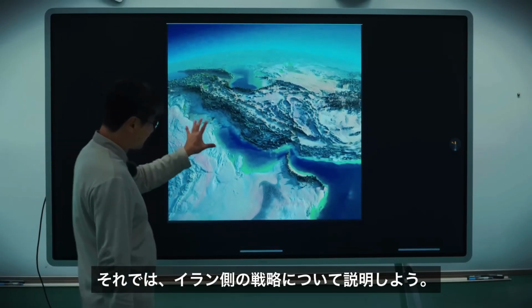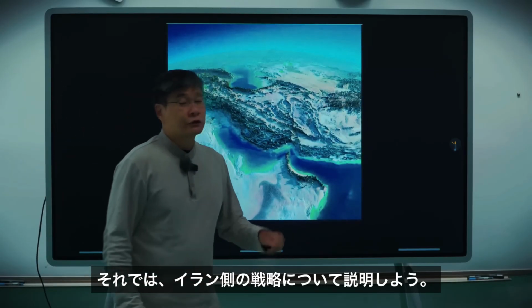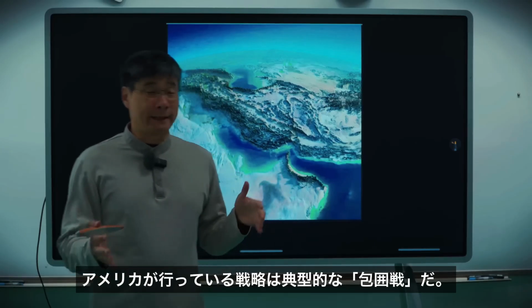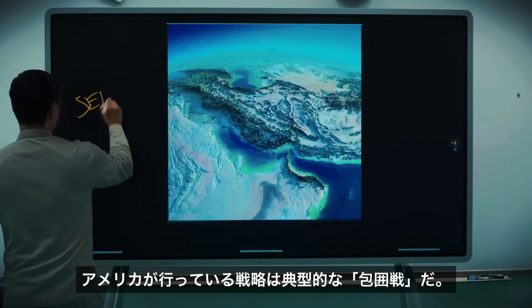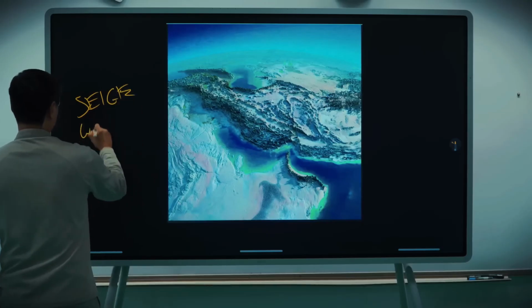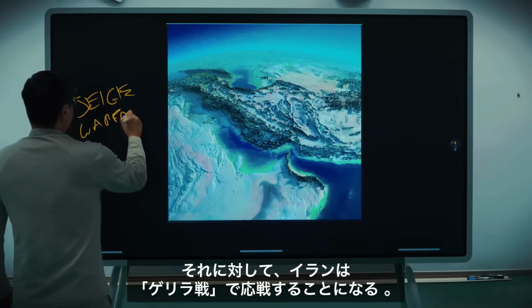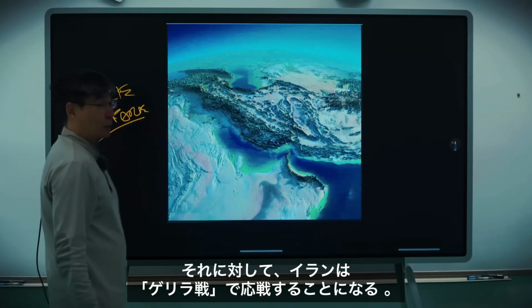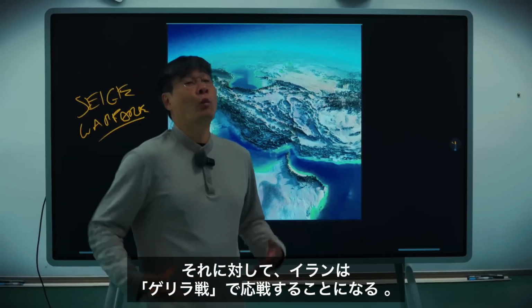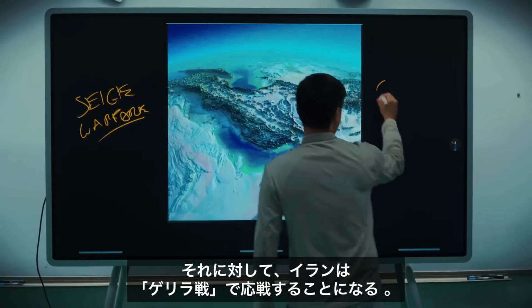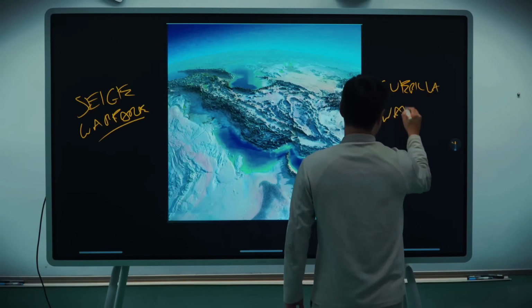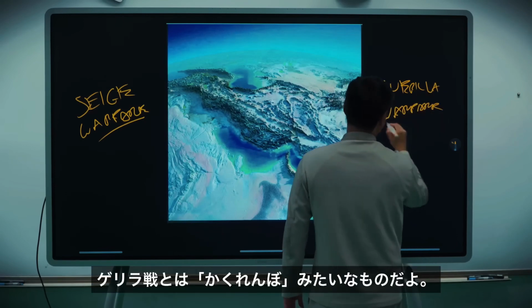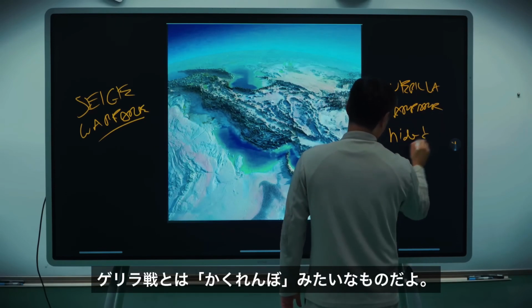let me now discuss the Iranian strategy, okay? So what the Americans are using is a classic strategy called siege warfare. Okay? And so what the Iranians are going to do is they're going to respond with a classic strategy called guerrilla warfare. Okay, and guerrilla warfare, guys, it's just simple, it's hide and seek.